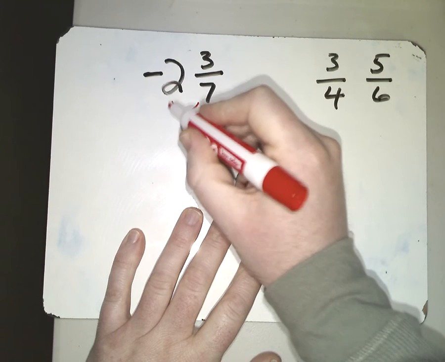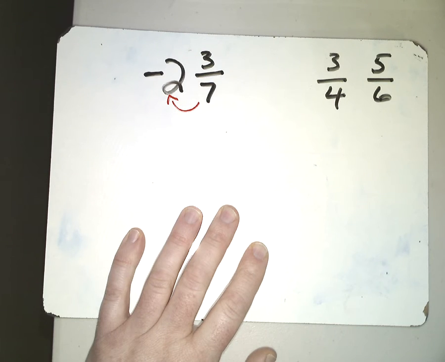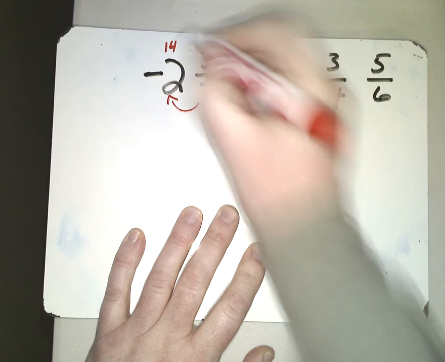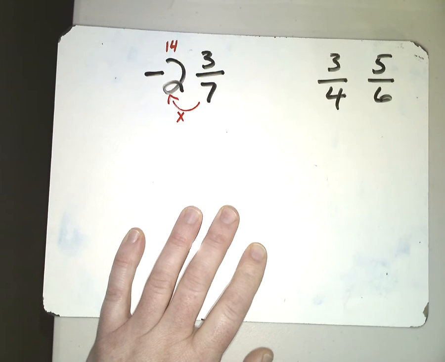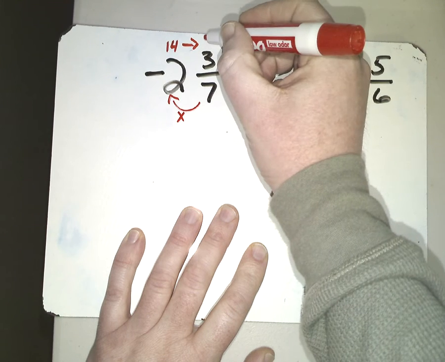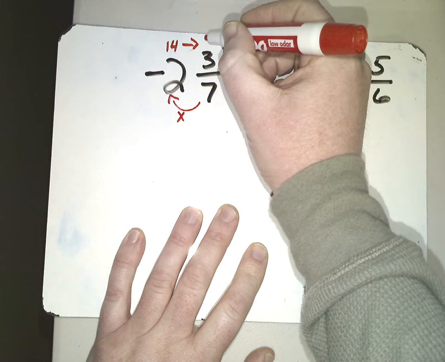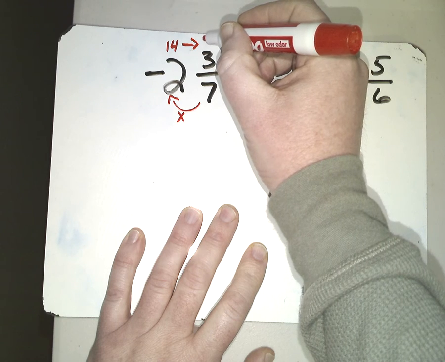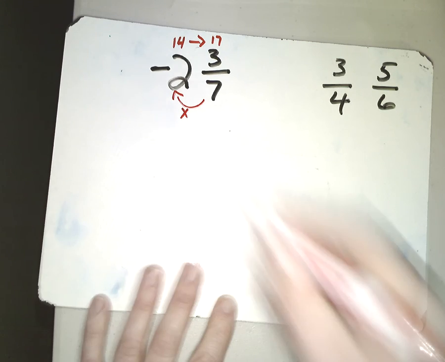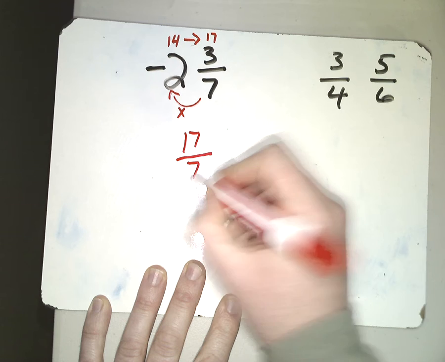Okay, first you have to multiply. 7 times 2 is 14. Okay, then you take that 14 and you add the 3. So when we do 14 plus 3, we get 17, right? So now my new one is 17 over 7.